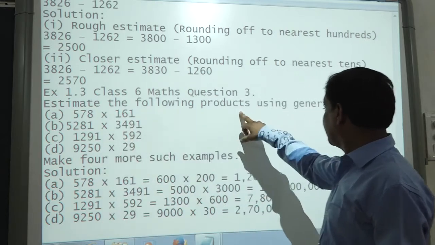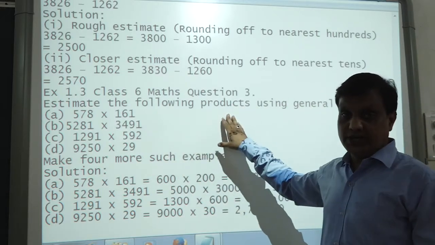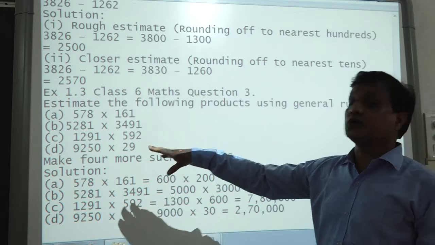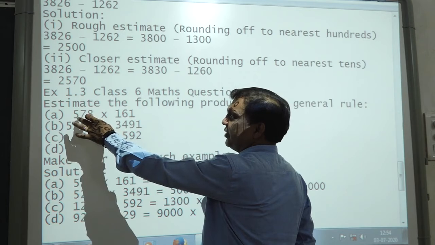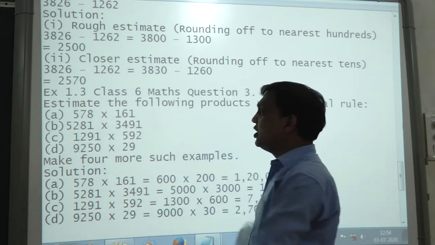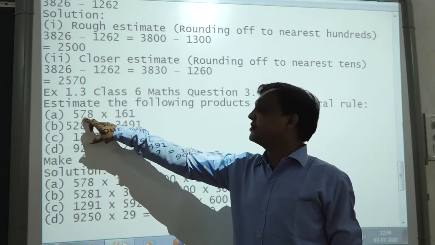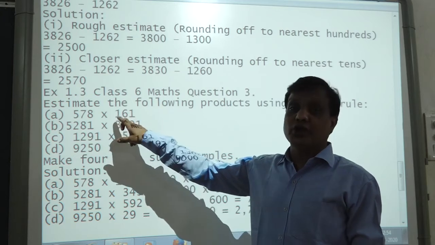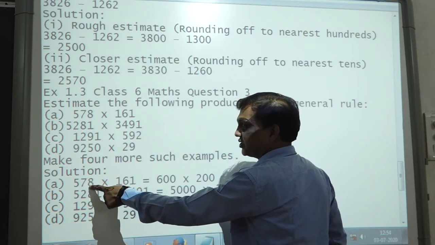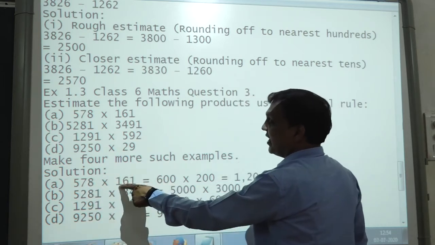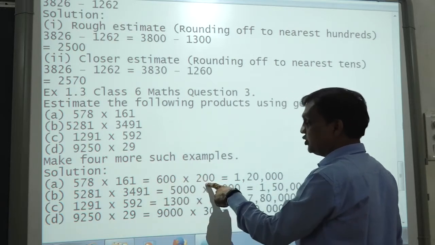Estimate the following product using the general rule. General rule means you have to see the last digit. Here it is hundreds, and the other one is also hundreds. So you have to round both numbers to the hundreds. 578 to the nearest 100 becomes 600, and 161 to the nearest 100 becomes 200. So 600 multiplied by 200, how much is that?